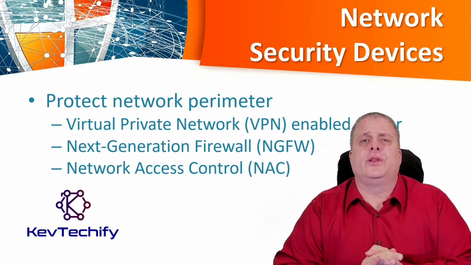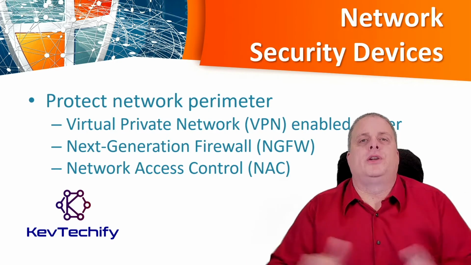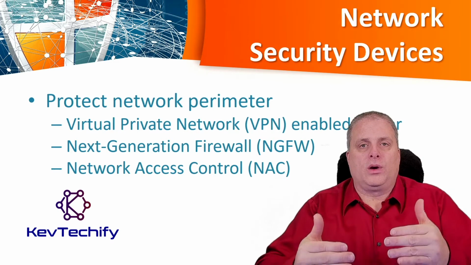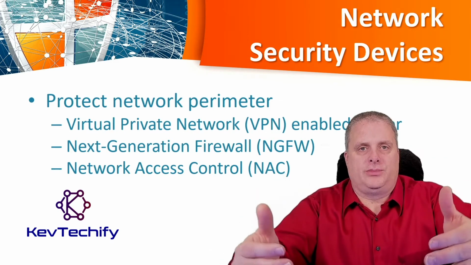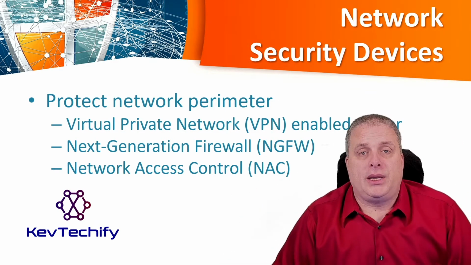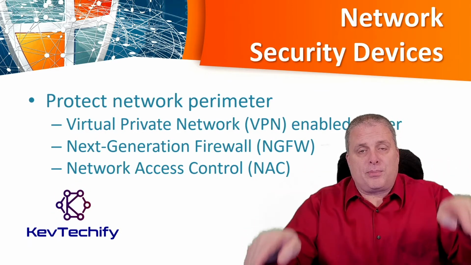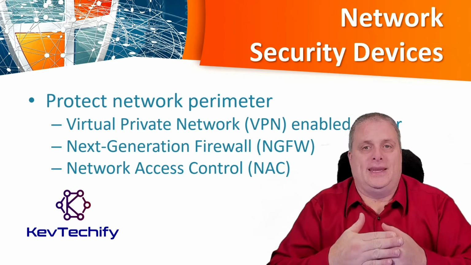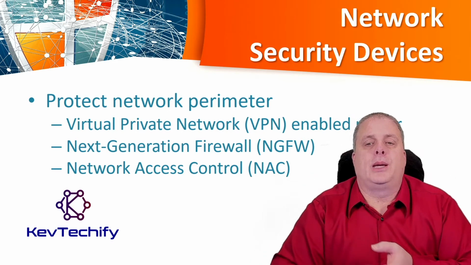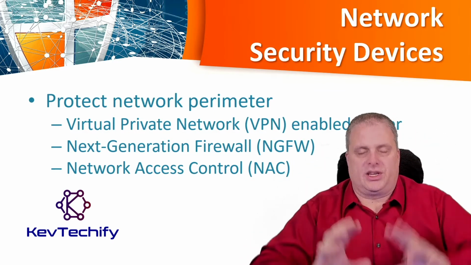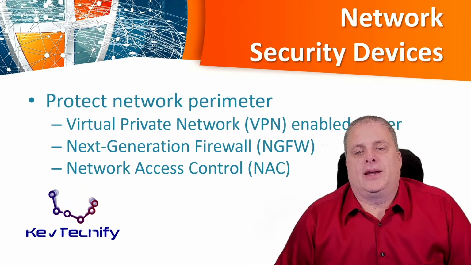Some of the devices we look at, they protect our perimeter of the network. What we're talking about is where your network ends and somebody else's begins. Typically, this is the ISP network, where your connection to the internet. And so that's that perimeter where those two meet. We have three different types of devices that we talk about to help us with the security here. One is called a VPN.